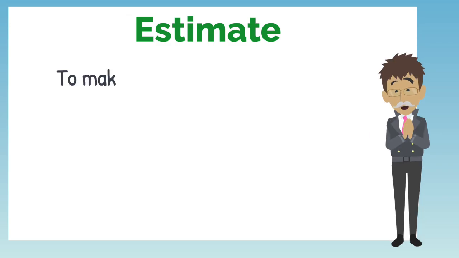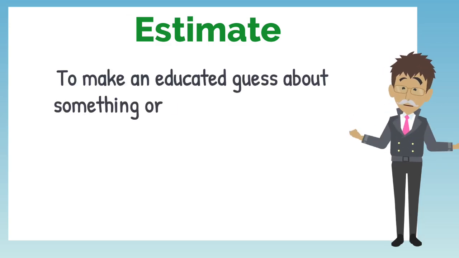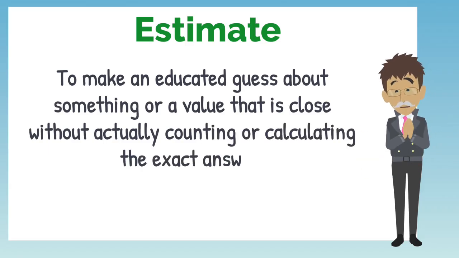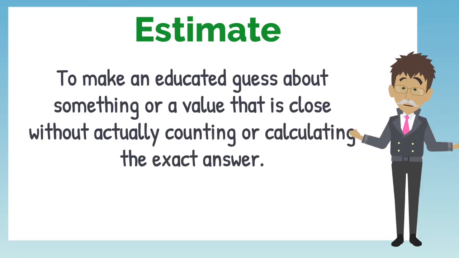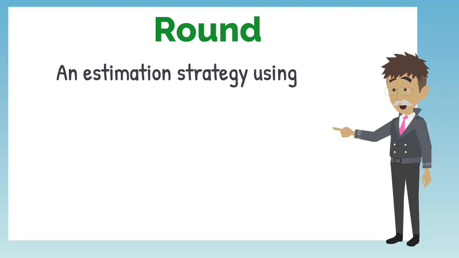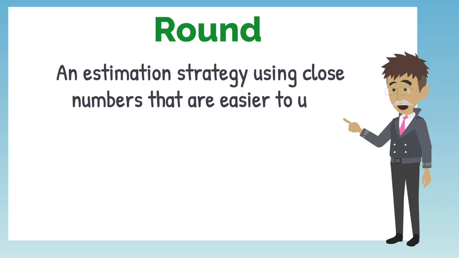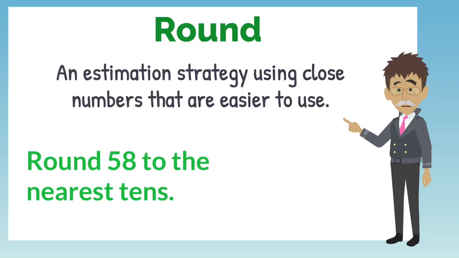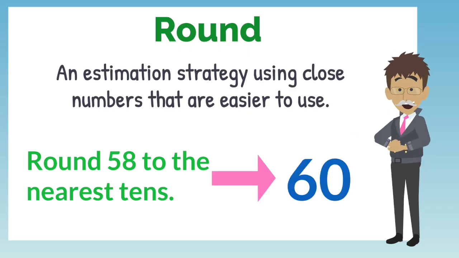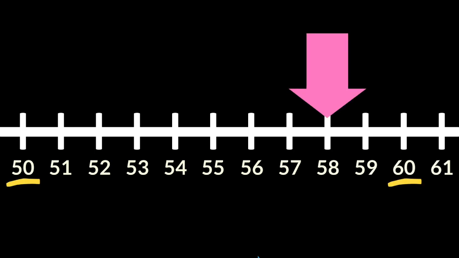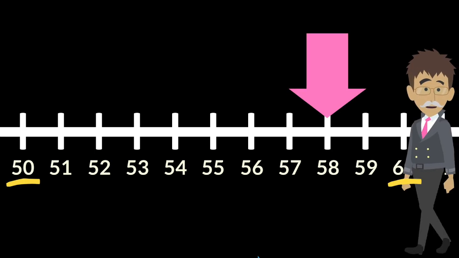Estimate. To make an educated guess about something or a value that is close without actually counting or calculating the exact answer. Round. An estimation strategy using close numbers that are easier to use. For example, if we round 58 to the nearest tens, we get 60. When we look at the numbers between 50 and 60, 58 is closer to 60. Rounding helps us estimate or work with easier numbers.